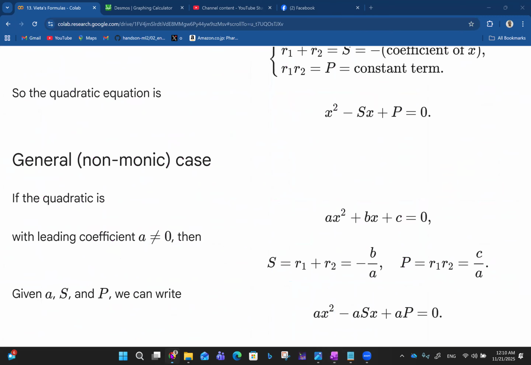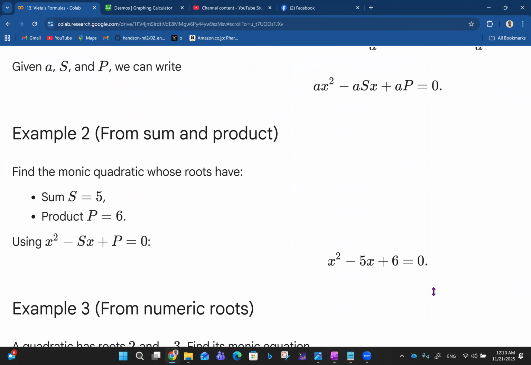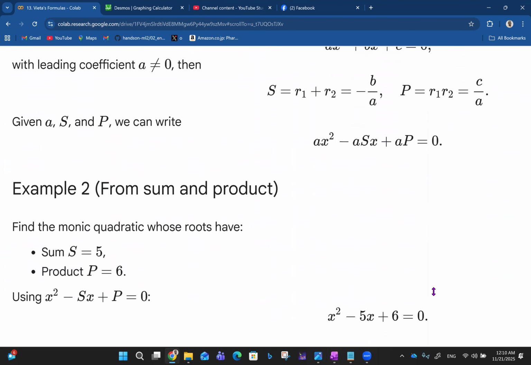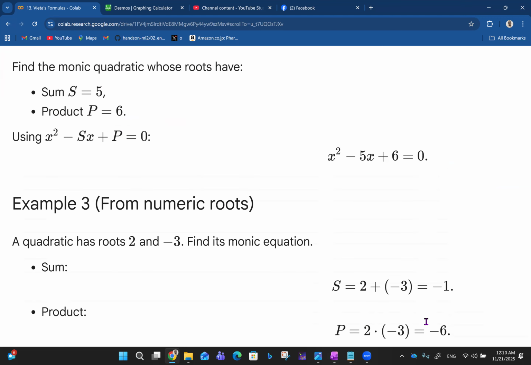Okay, so example 2 now, from sum and products. Find the monic quadratic whose roots have sum 5 and product 6. That's easy. In essence, we're saying that R1 plus R2 is 5, and R1 R2 is 6. So all you need to do is x squared minus 5x plus 6, and that is equal to 0. And we just keep moving.